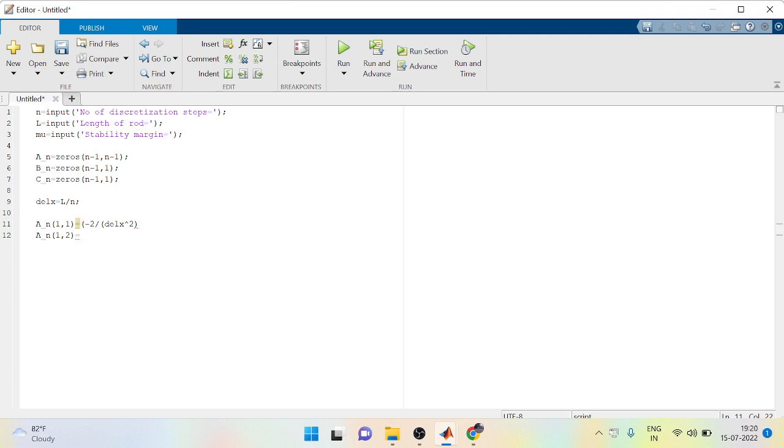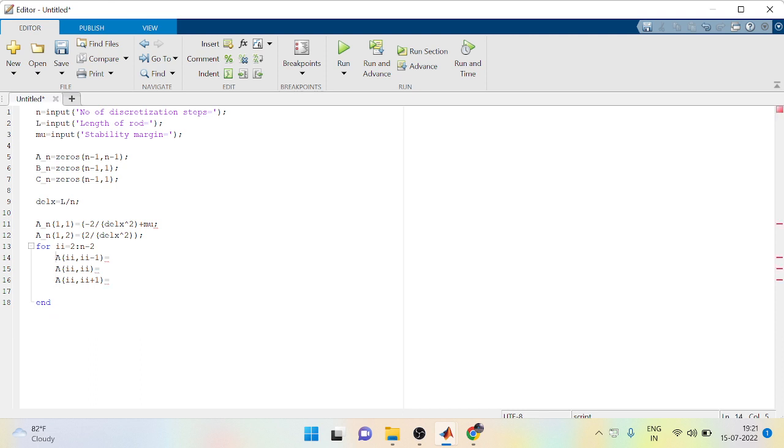Plus mu tau del x square, that's it, for i equals 2 to n minus 2, right? And A(i, i minus 1), A(i, i), A(i, i plus 1) equals, next.